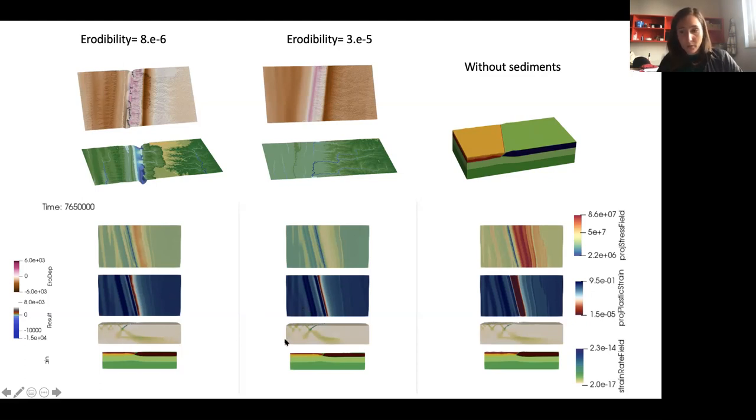You can see the strain rate field here, where you see that you have four major faults for a model without sedimentation at the surface, whereas for a coupled model, you have two major faults and here four small faults, and here even more, six secondary faults.